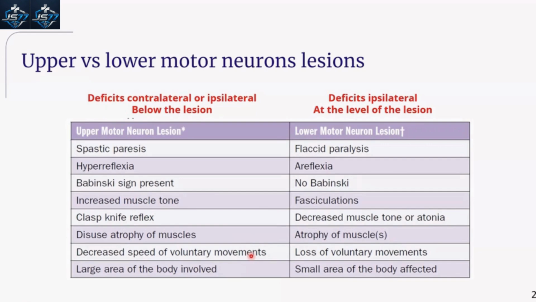There is a large area of the body involved for upper motor neurons, but a very small one for lower. Because imagine lower motor neurons exit the spinal cord and they innervate specific muscles. So that's a very specific lesion. Upper motor neuron is a lesion that is higher up, and it has to do with the whole bundle of those upper motor neurons as they travel downwards towards the lower motor neurons. So that means a very large region of the body could be affected.